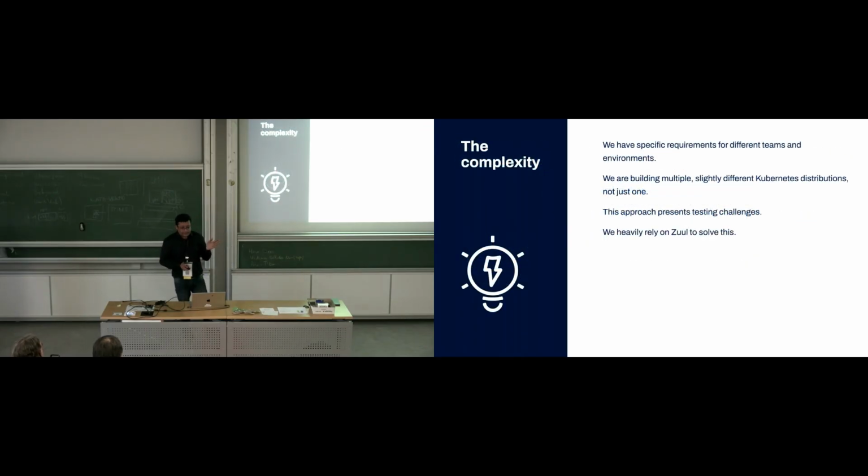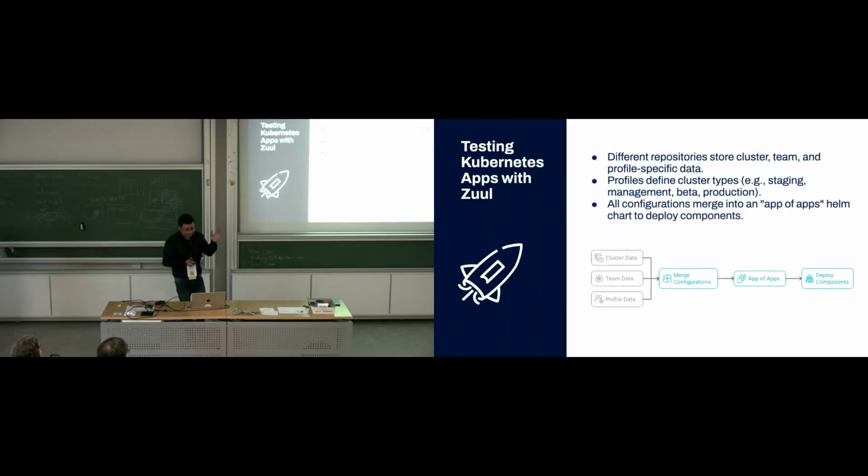So some more details: due to our internal requirements, we are not building one Kubernetes distribution, but rather creating multiple slightly different versions of our Kubernetes distribution based on the environment, based on different teams, because they have different requirements obviously, or different clusters, which obviously comes with a unique set of testing challenges. So here's a sneak peek on how we build and maintain these slightly different versions of our Kubernetes distribution.